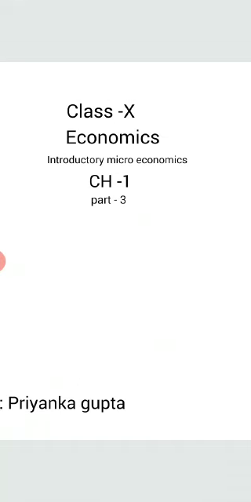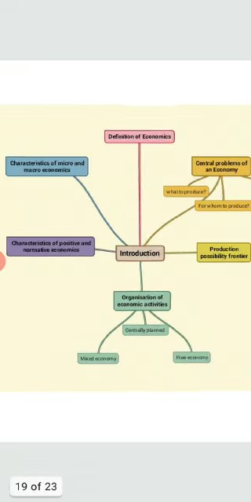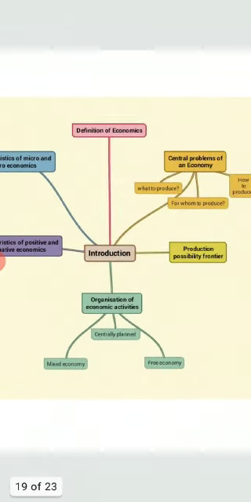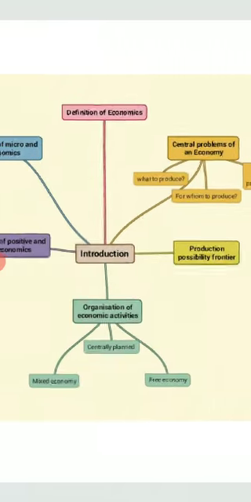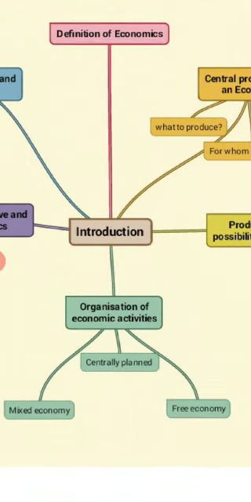Today we will start with the last part of chapter number 1 of introductory microeconomics. Look at this mind map. We have already discussed the definition of economics, central problems of an economy, that is what to produce, how to produce and for whom to produce, production possibility frontier, and organization of economic activities, that is mixed economy, centrally planned economy and free economy.